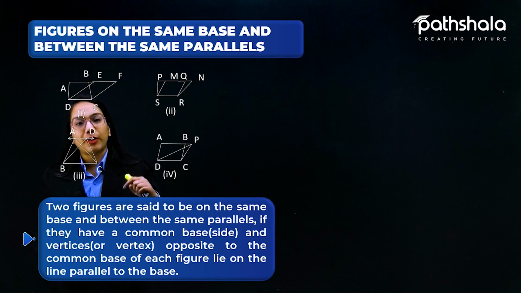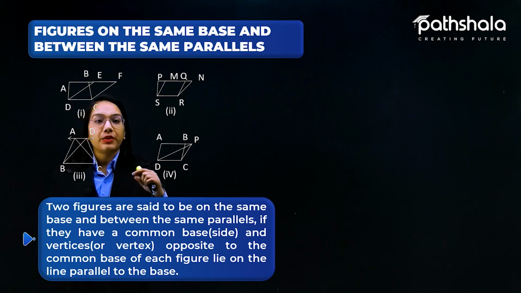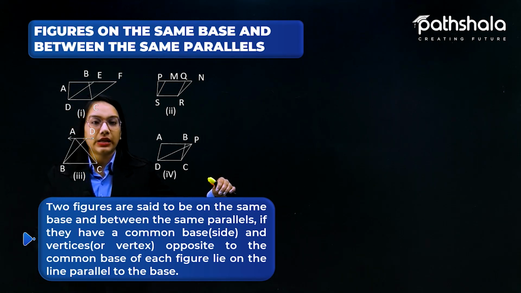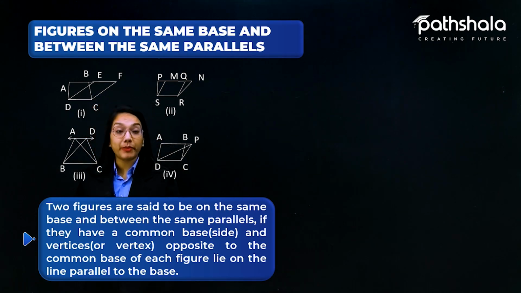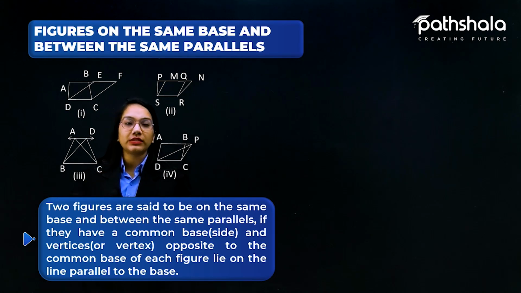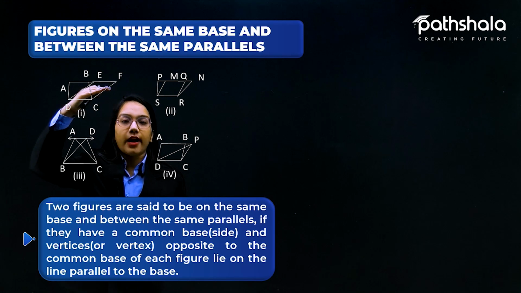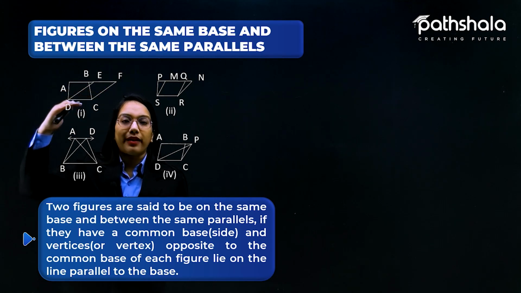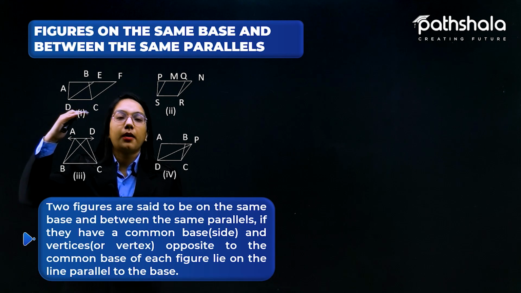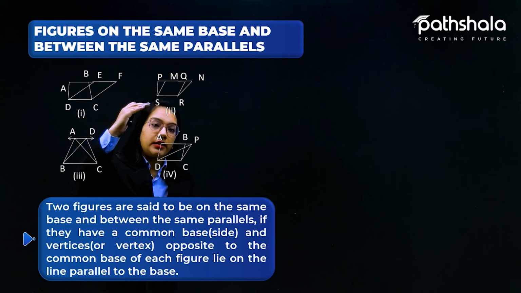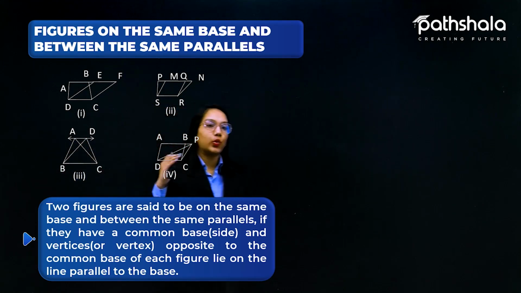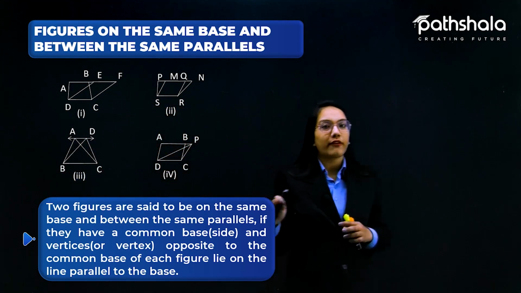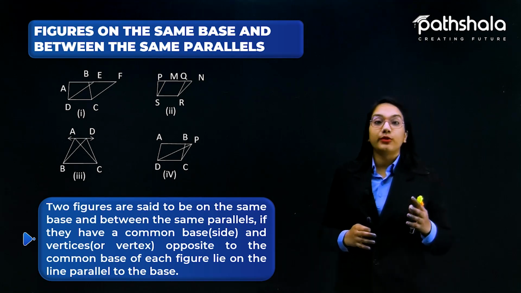Furthermore, as per this particular condition, and you can see in the fourth line, the vertices opposite to the common base of each figure lie on the line which is parallel to the base. So as you can see over here, these vertices are actually lying on a line which is parallel to this particular base, which is nothing but DC. And this is true in this figure as well, this figure as well, and this figure as well. So this is all about the figures that are lying on the same base and between the same parallels.